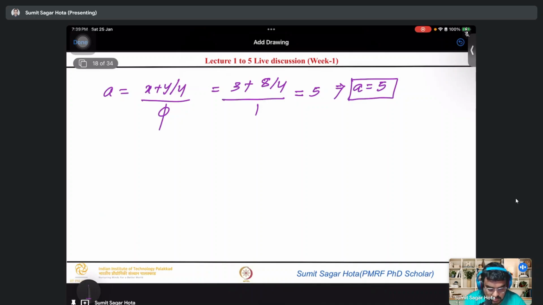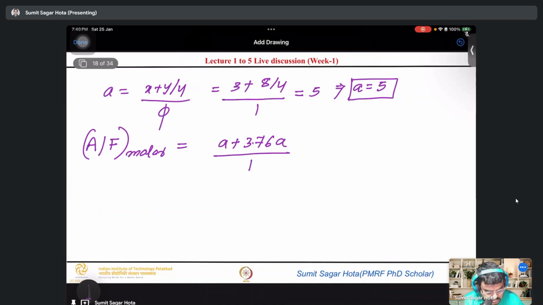So now, what we need to find out? The stoichiometric air fuel ratio in mass basis. So first we need to find out the air fuel ratio in terms of the molar basis, right?